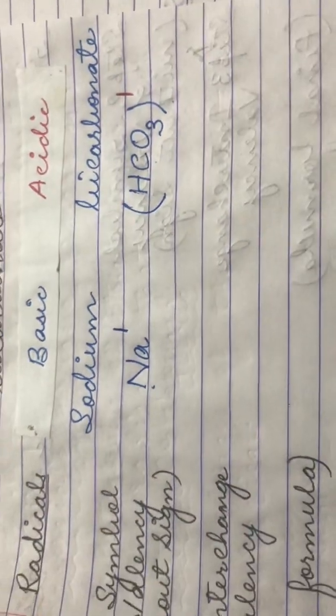Bicarbonate has 3 different atoms: hydrogen, carbon, oxygen, all in capitals, with 3 in the subscript. Put the whole in a bracket. Now here we are putting a bracket because we have 3 different atoms. Basically it is a polyatomic ion. We put a 1 in the superscript. Now we write Na here.